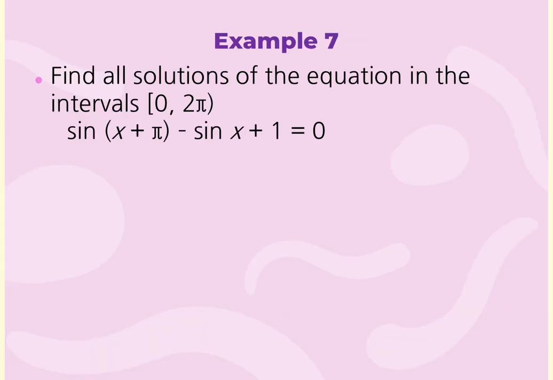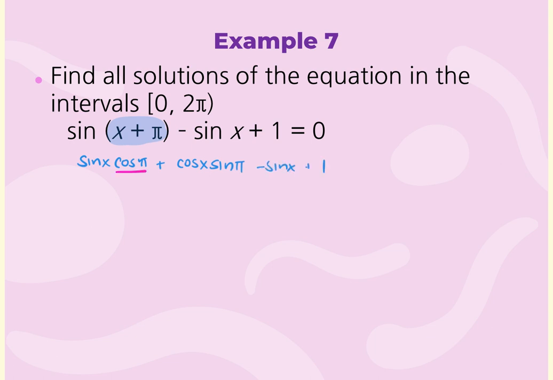All right, this last example pulls together 5-3 and 5-4. So it says find the solutions of the equation in the interval. But if we look at this equation, there's a sum in place of a single angle. So we're going to expand that first. It would be, because it's sine, cosine, cosine, sine. So sine of x, cosine of pi, plus, because we keep the sign the same, cosine of x, sine of pi, minus sine of x, plus 1.